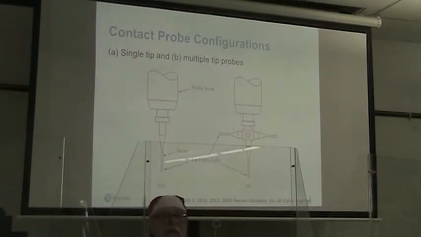All right, so these contact probes come in single tip and multiple tip type probes. We have the probe head, and then we have the probe itself that fits into the probe head. It comes down, and we have a ruby ball on the tip of the probe.